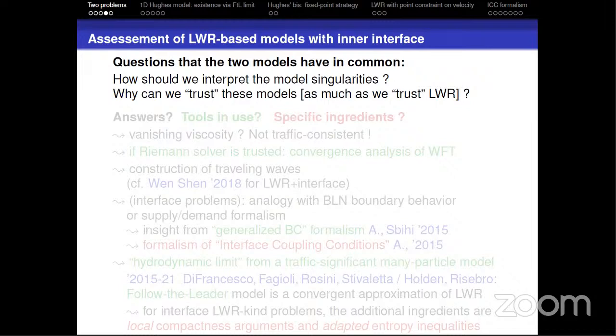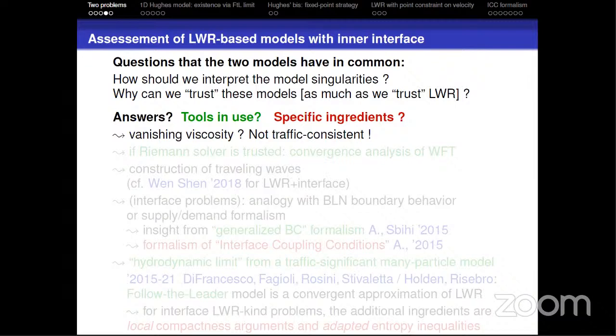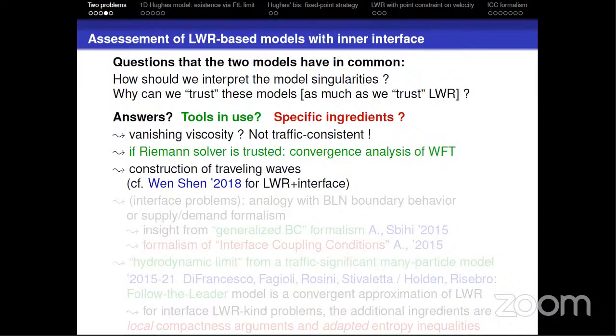And the answers, the tools in use and the ingredients, would be as follows. Firstly, in the hyperbolic community, the first thing we think about is vanishing viscosity. But this is, to the best of my understanding, not traffic consistent. I see the fact that Kruzhkov admissible shocks are traffic admissible as a coincidence, not more than this. And then the very natural procedure is, if we have a Riemann solver that we trust, then we do wavefront tracking analysis, and in the limit we find existence and, if possible, characterization of solutions.